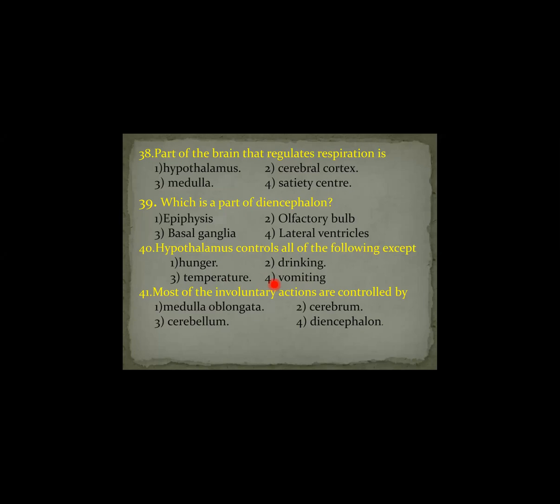Next, 41. Most of the involuntary actions are controlled by. Most of the involuntary actions are controlled by the medulla oblongata, and some of the involuntary actions are controlled by the cerebellum, but here most of the involuntary actions are controlled by the medulla oblongata, like sneezing, vomiting, cough. These are all involuntary actions controlled by the medulla oblongata.